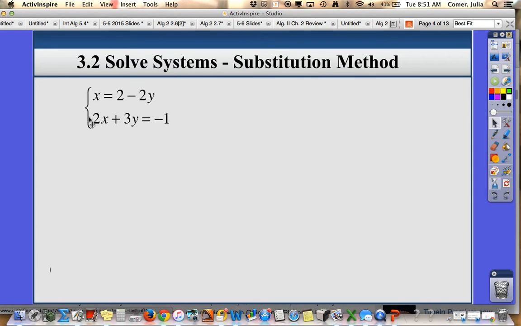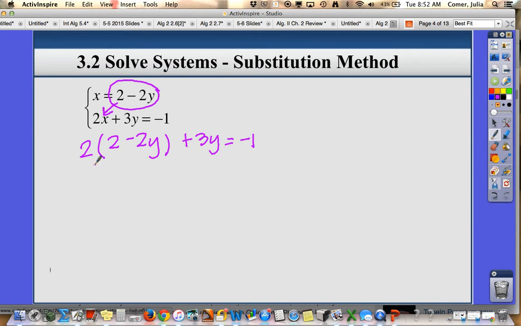Here's our first one. What we see here is that x is equal to 2 minus 2y. So what we're going to do is take this 2 minus 2y for the x, and instead of x in our equation, we're going to substitute that in. So my new equation is going to be 2 times the quantity 2 minus 2y, plus 3y equals negative 1. And by doing this, I'm going to have one variable I can solve for, figure out what value that's equal to, and plug it in to find the other.